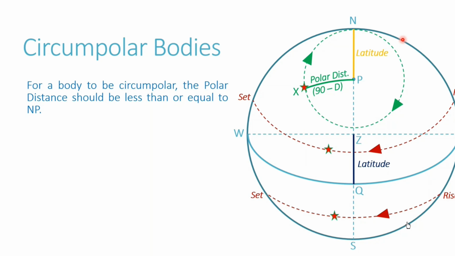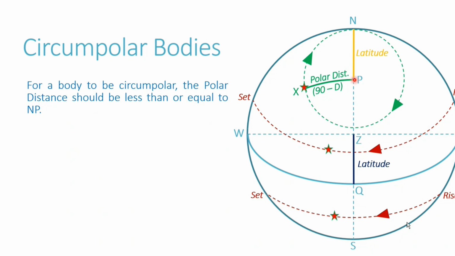If it has to be circumpolar, the radius of this circle, that is PX, should be equal to or less than NP. If the radius is equal to NP, you will have exactly this particular condition. The circle will be touching the horizon at point N. And if the radius is less than NP, then the entire circle will be within the rational horizon of the observer. So we understand from this diagram now that for a body to be circumpolar, this condition should be met.